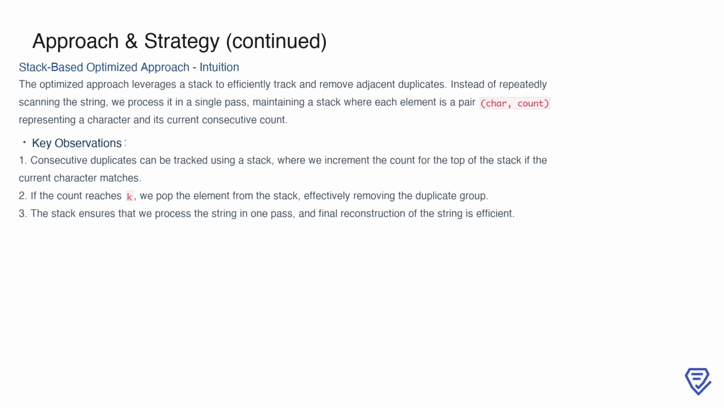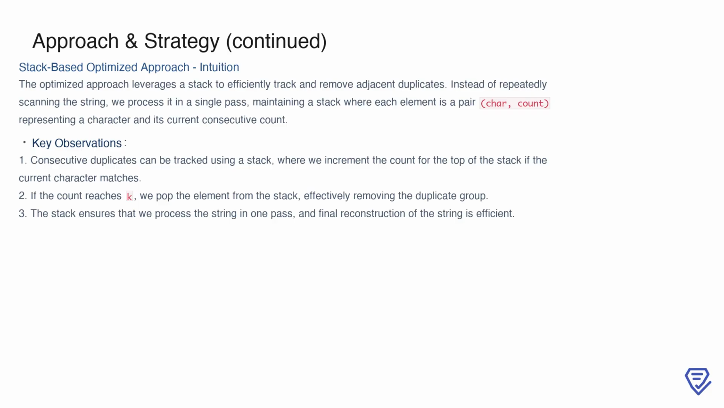When processing the string, if the current character matches the top of the stack, we simply increment the count. If the count reaches k, we pop the element from the stack to remove the group of duplicates. This eliminates the need for repeated scans of the string.